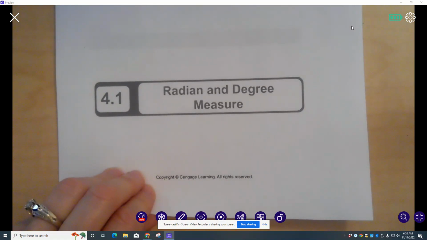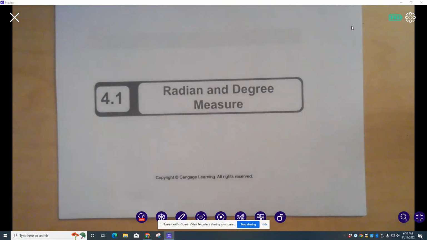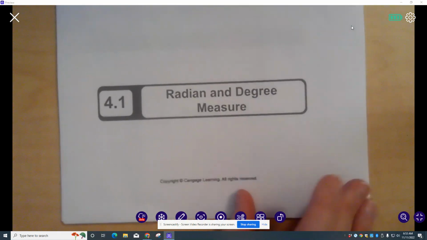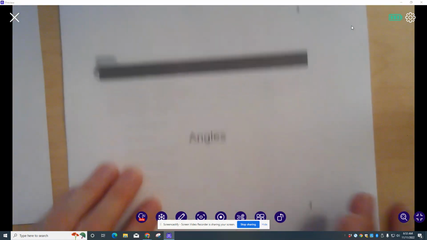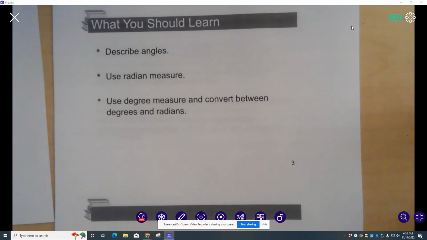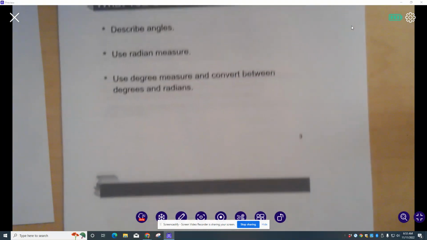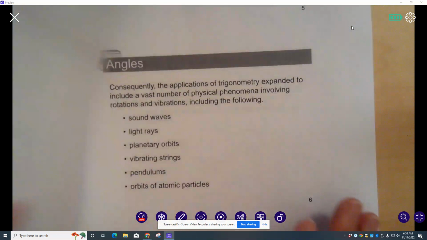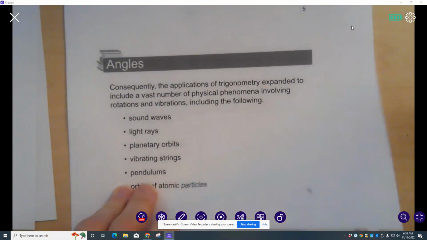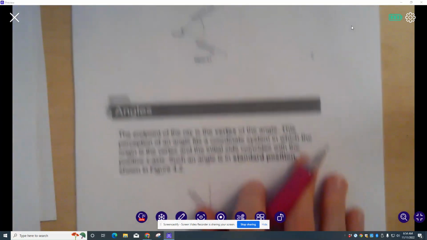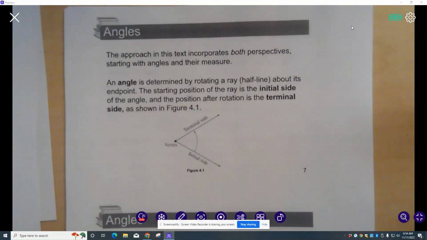So we're talking about radian and degree measures in this section. Pretty much all of it should be review. We're going to remember how we draw angles, use radian measure, and convert between radians and degrees. I'm going to skip a lot of these and get to the important stuff so this video isn't too long. This is how an angle is defined.